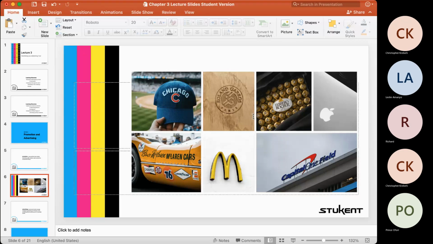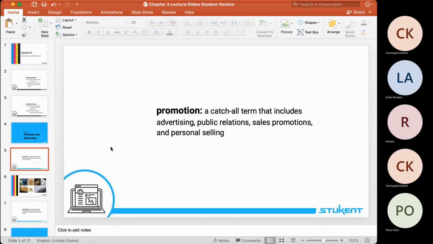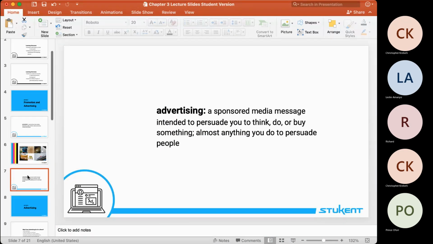Anything at all. So then, how do we define advertising? We can say advertising is a sponsored media message, intended to persuade you to think, do, or buy something. Almost anything you do to persuade people. So please take note of this definition. Anything you are doing to persuade people is advertising.